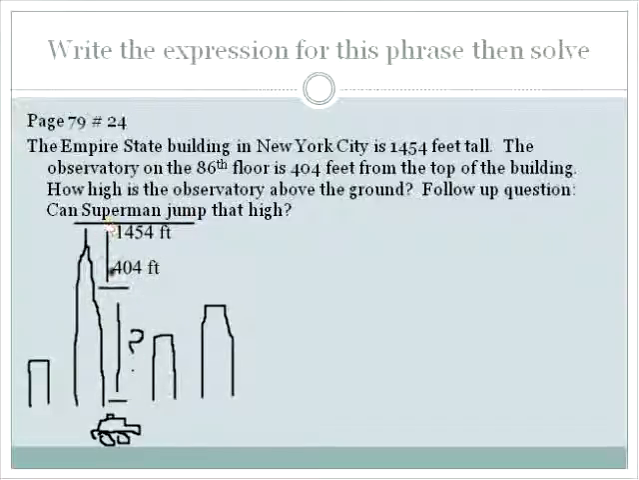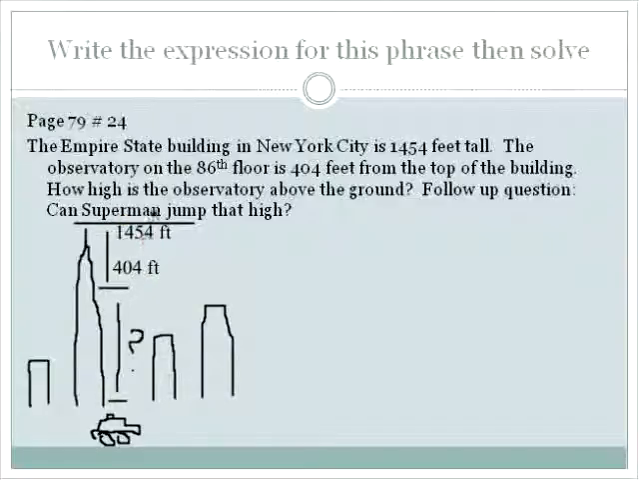We know that this is 400 feet from here to here, and so what they're asking us to do is to find this question mark here. All right, how long is it from the top or from the ground to there? Okay, and we can do this in one of two ways. One, we could say the total distance of 1,454 minus 404 feet, right, because we're subtracting.